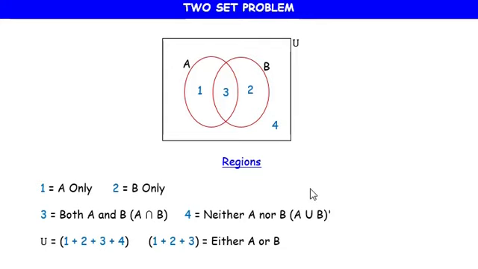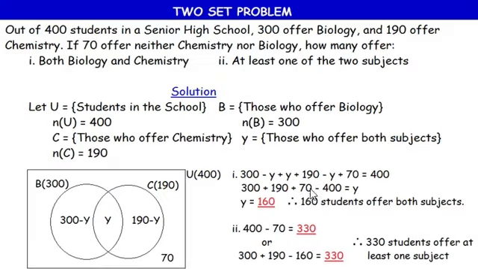Okay, so let's take an example and then solve. So we have a question here. It says out of 400 students in a senior high school, 300 offer biology and 190 offer chemistry. If 70 offer neither chemistry nor biology, how many offer (i) both biology and chemistry, and (ii) at least one of the two subjects? Okay, so this is our question here.